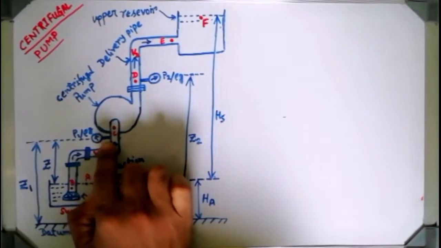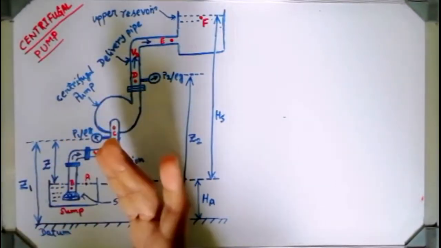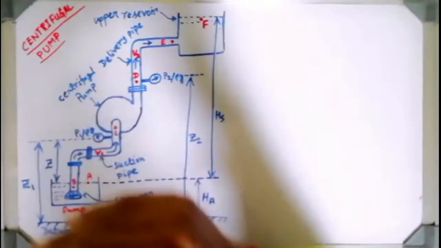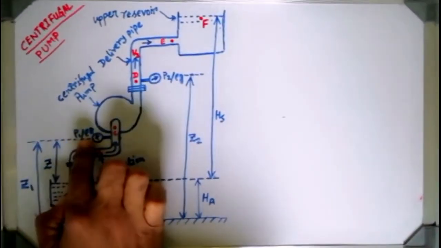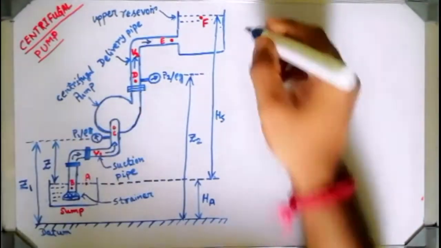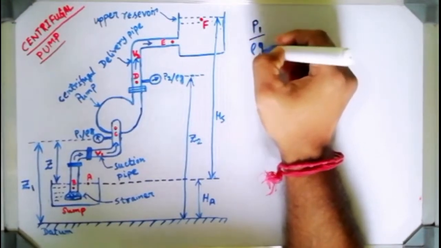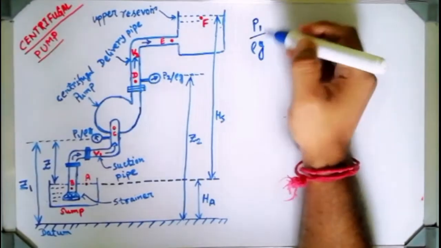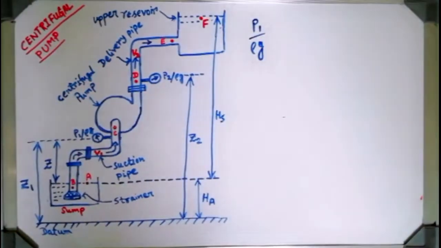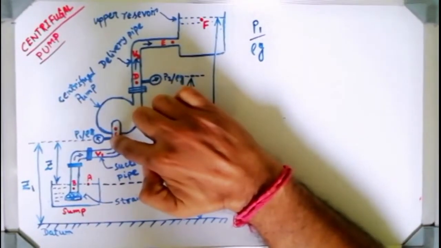Here I have connected a pressure gauge. A pressure gauge means a device which measures pressure. Actually it is measuring the gauge pressure. Gauge pressure means the pressure above the atmosphere, mind it. That is why it is known as gauge pressure. I have written P1 by rho g. P1, where 1 stands for inlet, divided by rho g, means the pressure head. I think you people are very well aware of this term. Already I have used this term in Bernoulli's theorem. So this pressure gauge will give you the pressure at the suction side.